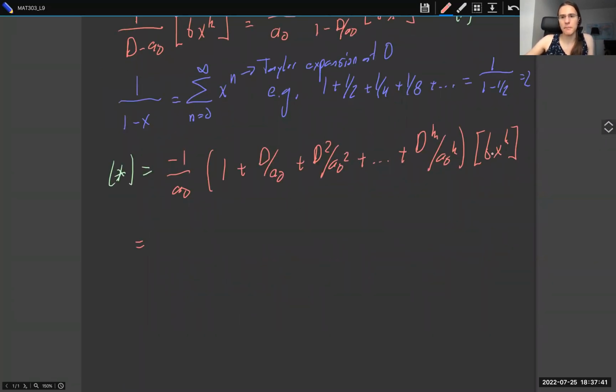Well, what does that give us? That gives us, well, the b comes out front, so negative b over a naught. Then we just get x to the k plus, well, when we differentiate this once, we get k x to the k minus 1 over a naught. Then when we differentiate it twice, you now see where the following factorials come from.